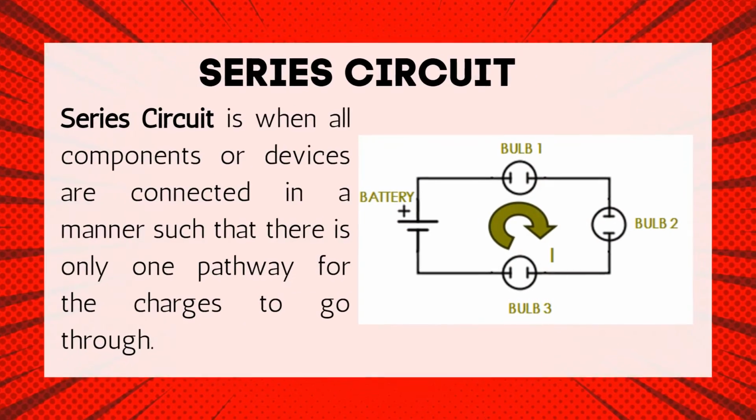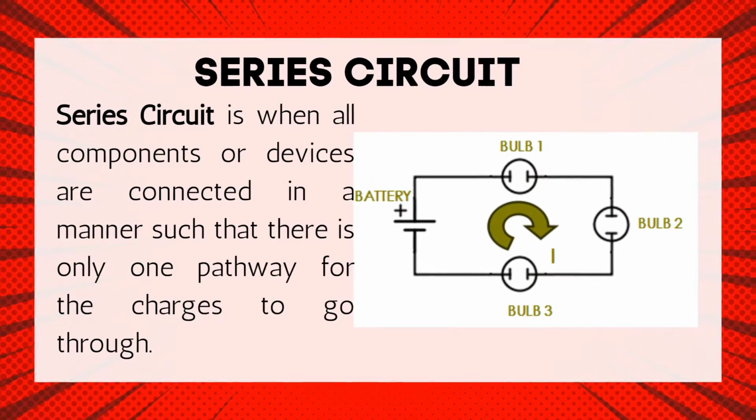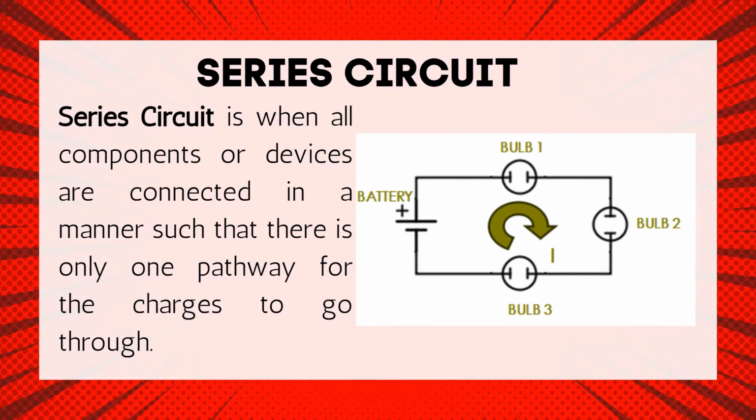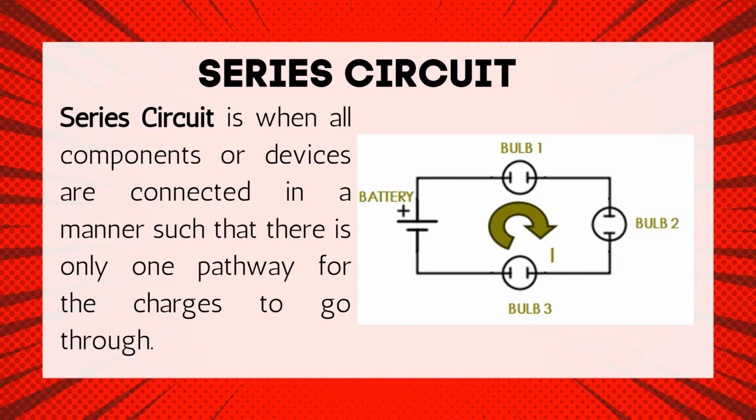Series circuit. Series circuit is when all components or devices are connected in a manner that there's only one pathway for the charges to go through. If one component is removed, then no current will flow through the circuit as there is one path. Series connection is commonly used in all Christmas light connection. So, a best example of a series circuit is a Christmas light connection.